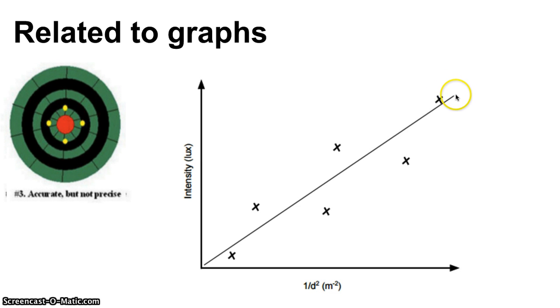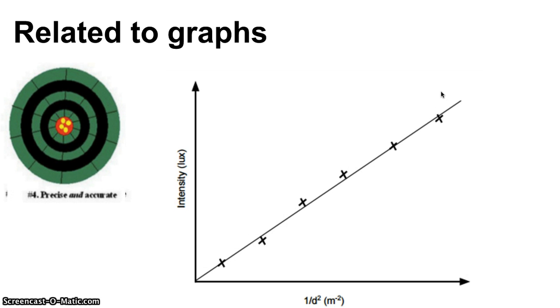Here, my line of best fit is a straight line that would pass through the origin, or be very close to the origin. So for that reason, it's accurate. But because the points aren't close to the line of best fit, they don't cluster around the line of best fit, so they're not precise.